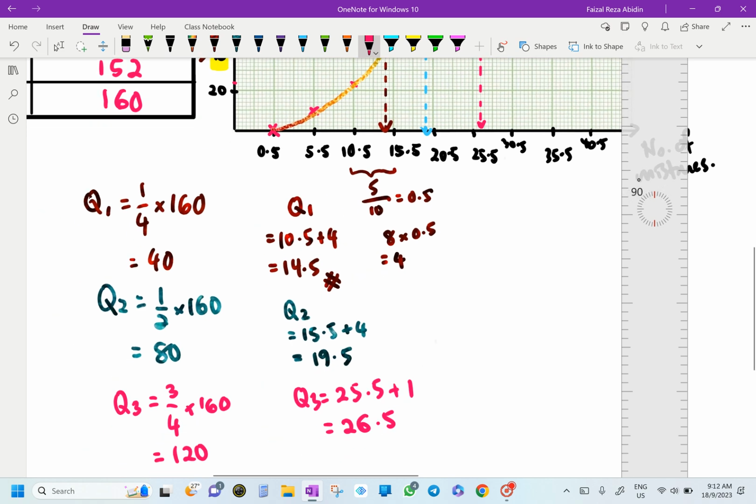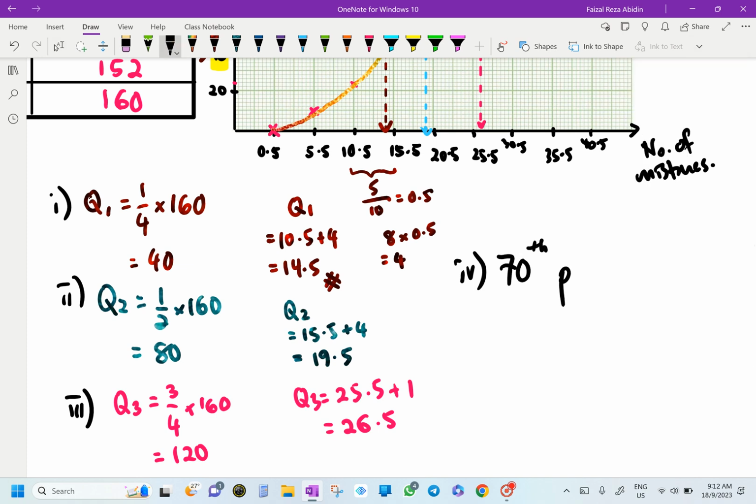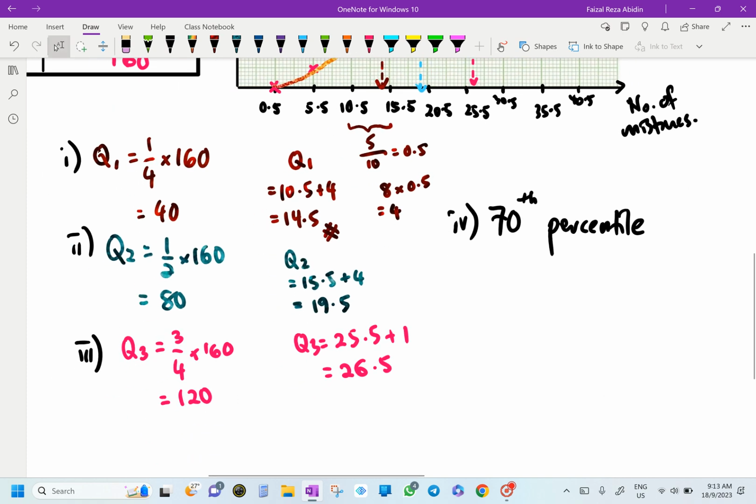Okay, so we already have our first quartile, second quartile or median, and third quartile. The fourth question is asking for us to find the 17th percentile. Percentile is going to be from our percentage. So how to get our answer here? 70 over 100 times with our frequency here, 160. So you are going to get 112. Now 112 is not going to be our answer.